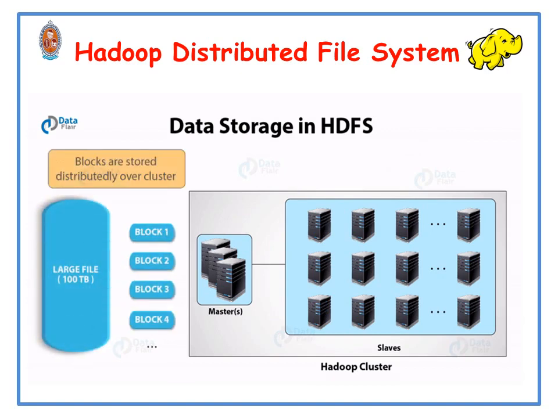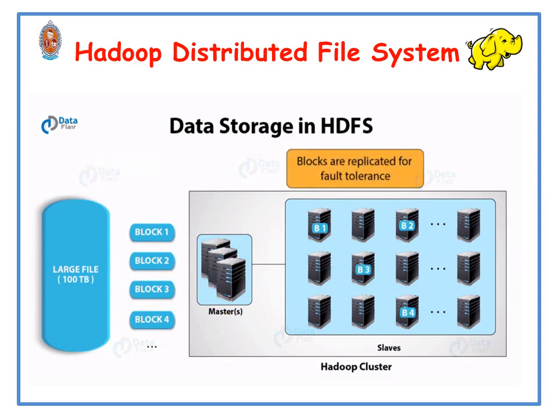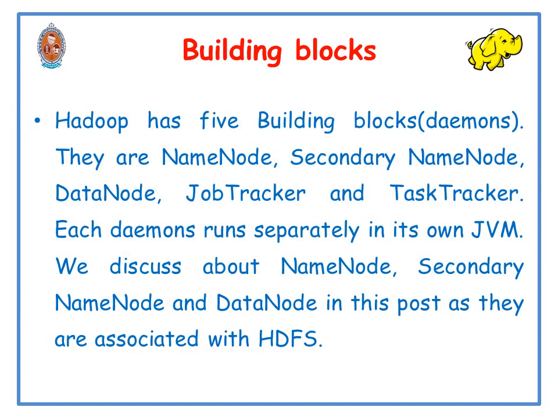To understand HDFS in more depth, we have to understand the daemons of Hadoop. Building blocks of Hadoop. Hadoop has 5 building blocks. These are also called daemons of Hadoop. They are name node, secondary name node, data node, job tracker and task tracker. Each daemon runs separately in its own JVM. We will discuss name node, secondary name node and data node here because they are associated with HDFS.